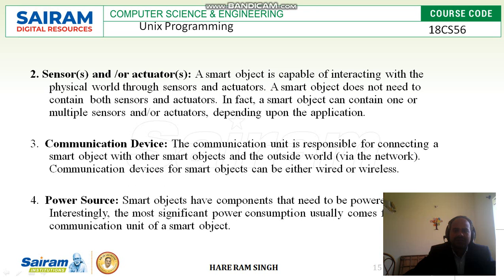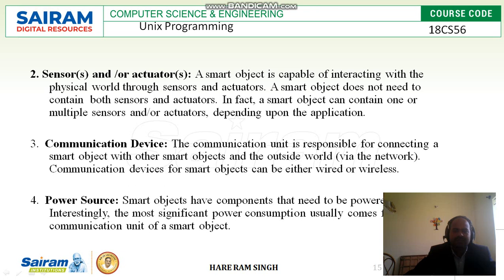Next is the communication device. The communication unit is responsible for connecting a smart object with other objects and the outside world. A communication device for a smart object can be either wired or wireless. As we know, smart objects need to interact with each other by sharing data, so there should be a communication device in the smart object which will enable the objects to communicate with each other.